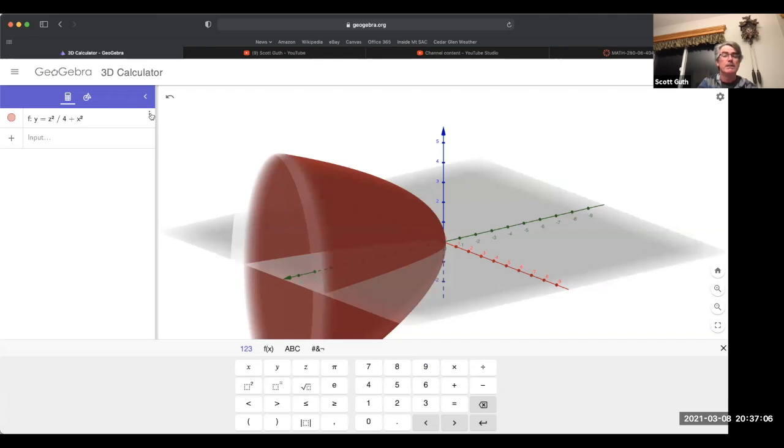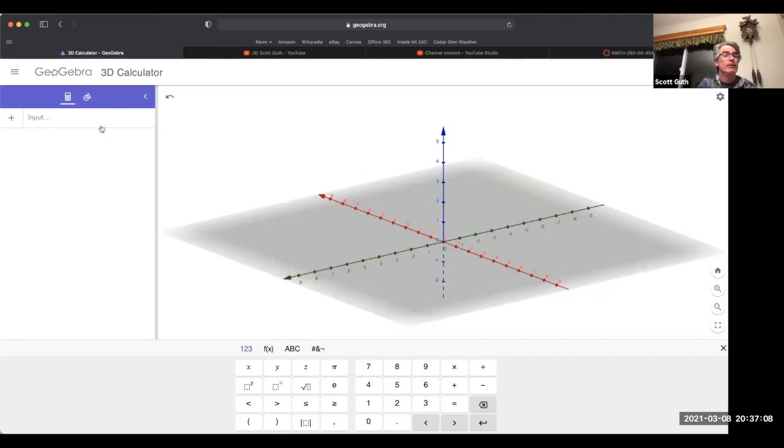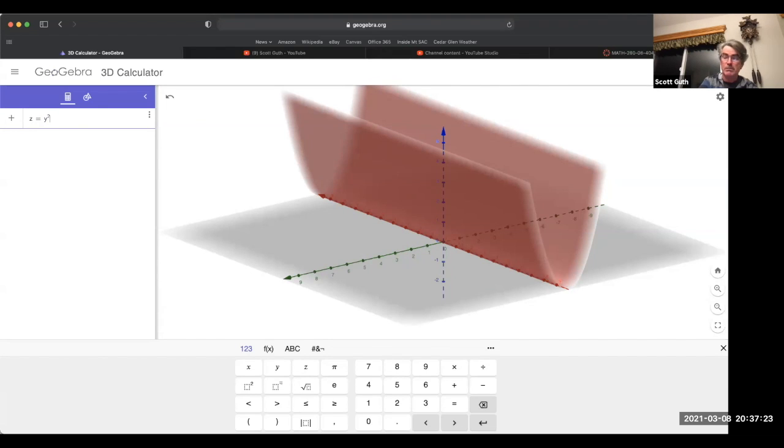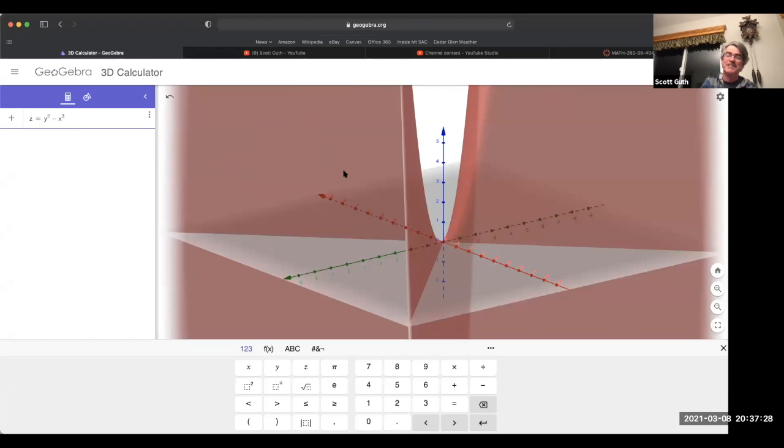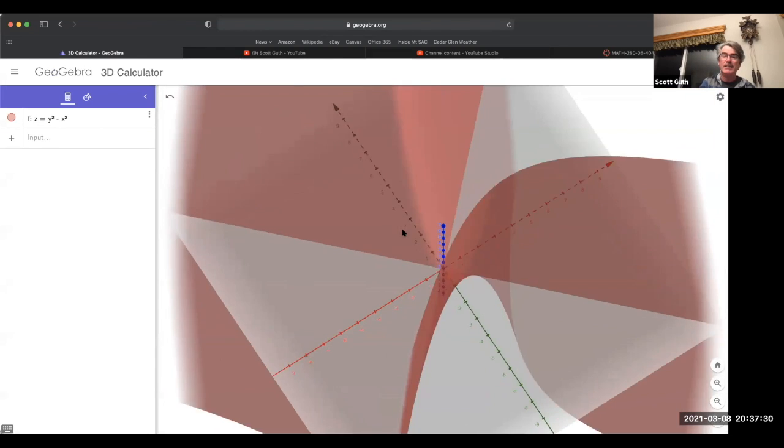Let me delete this and finish it off. The last thing, I didn't do the ellipsoid, did I? But I'll skip that. That's pretty obvious. Let's do z equals y squared minus x squared. Like that. It's kind of big.